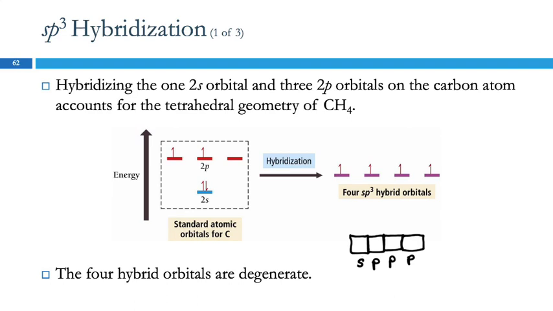So I used to have an S room with 1 and a P room with 3. So now I have 1 big room, and it has 1 bed from the S room and 3 beds from the original P room. And so we're going to call this SP3 for short. So that's an SP3 orbital.